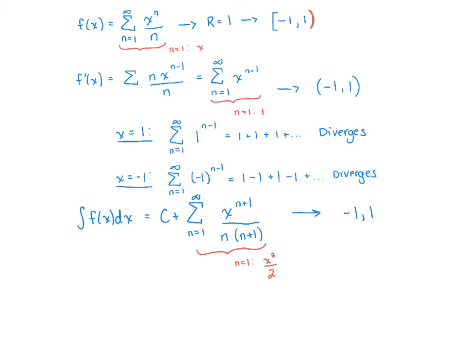Okay, so let's test x equal to +1. When x equals +1, we have C plus the series, 1 to the n plus 1 over n to the n plus 1. I'm just going to scoot this over here. That's the same thing. That is the worst sigma I ever attempted to make.